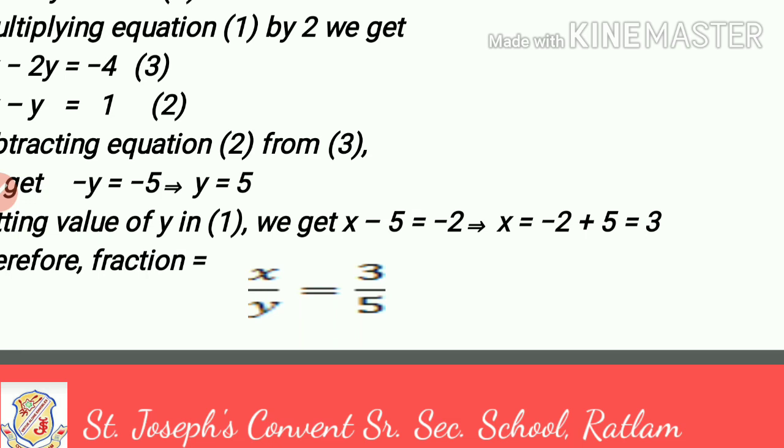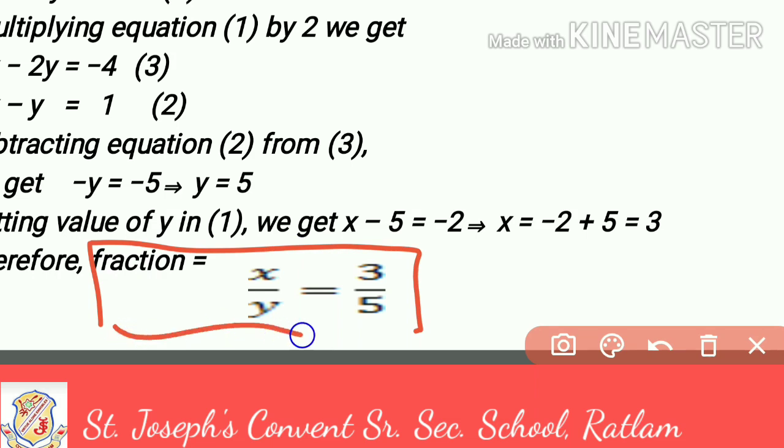Because what was the fraction earlier we have considered? The fraction earlier which we have considered was equal to x upon y. So x upon y is equal to 3 upon 5, that is the final value. So that was question number 2, first part.